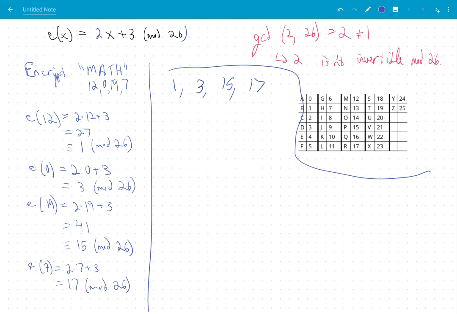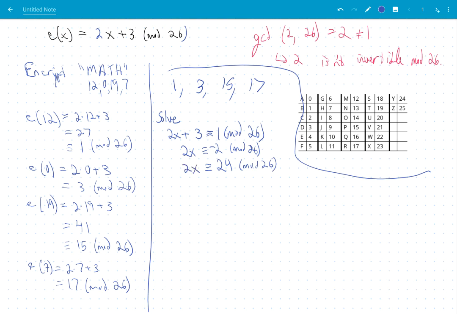So what you would do is, in each of these cases, because 2 isn't invertible, I can't actually find a unique decryption function. So instead, we'd actually have to solve the linear congruences: 2 times x plus 3 is congruent to 1 modulo 26. So then we'd do some algebra. Well, 2x would be congruent to minus 2 mod 26. Let's actually make that 26 take away 2, which is going to be 24. Those are congruent mod 26.